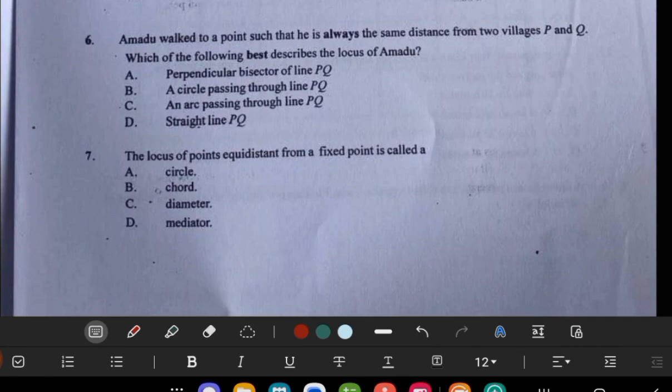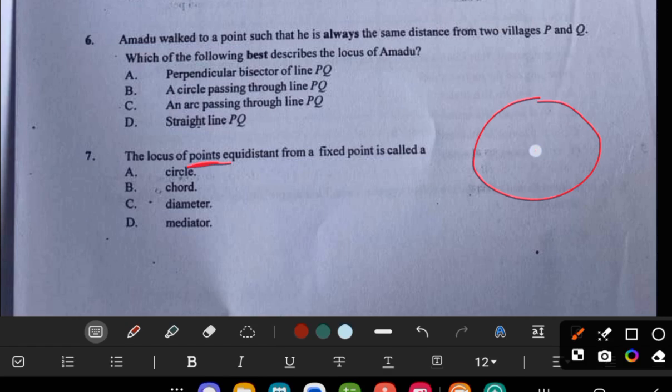Question 7. The locus of points equidistant from a fixed point is called the locus of points. You see, look at this question, the locus of points. So with a circle, there are different points. This could be 1 point, this could be 1 point, and so on. Different points. And this was specific P and Q. That's why we chose perpendicular bisector. So number 7, if you understand what I'm communicating very well, you know that the answer is E.